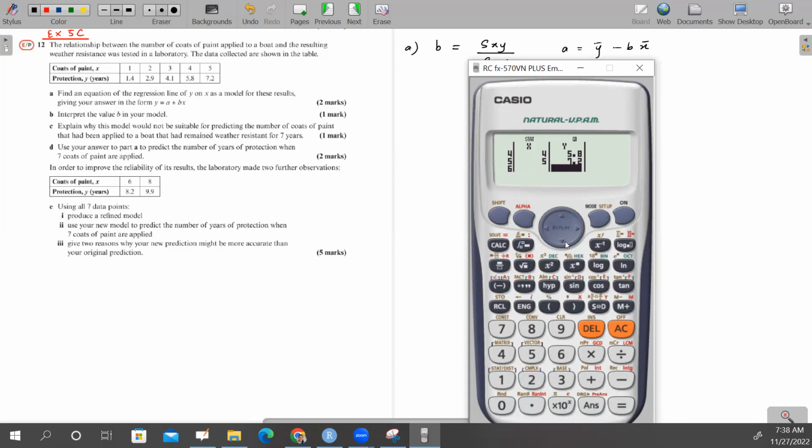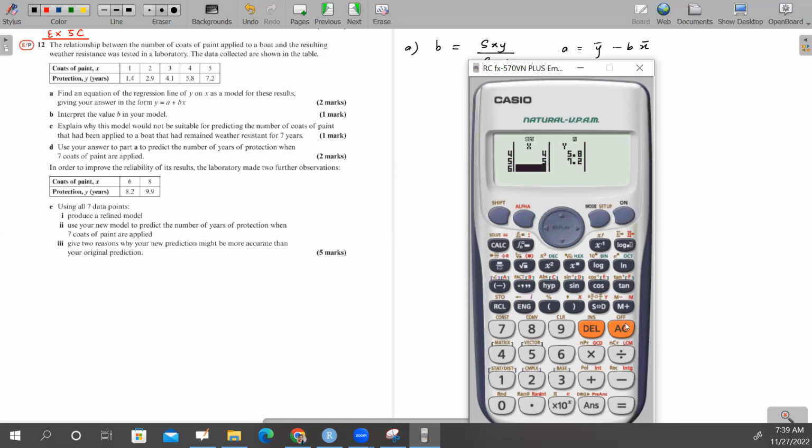Make sure you double check your data set, okay? Because if your data set is wrong, then all your summary statistics will be wrong. So make sure you double check it: 1.4, 2.9, 4.1, 5.8, 7.2. Double check your data set. Okay, guys, that's extremely important. 1, 2, 3, 4, 5. Right, so we are ready with our data set.